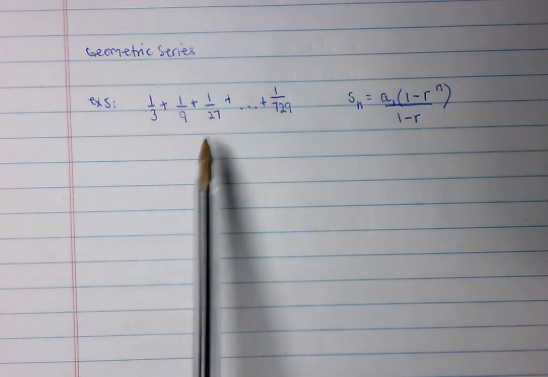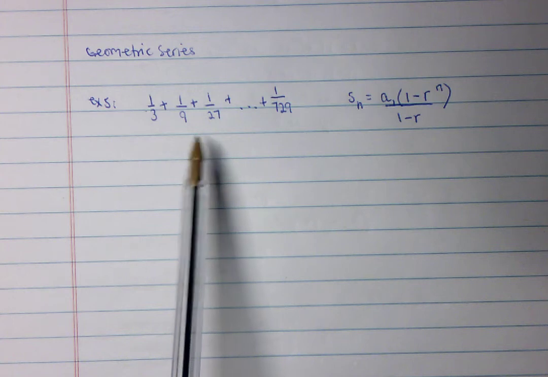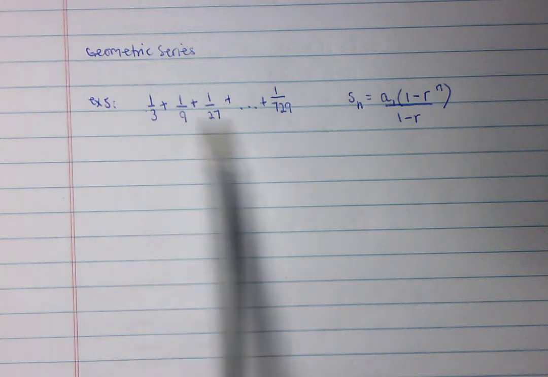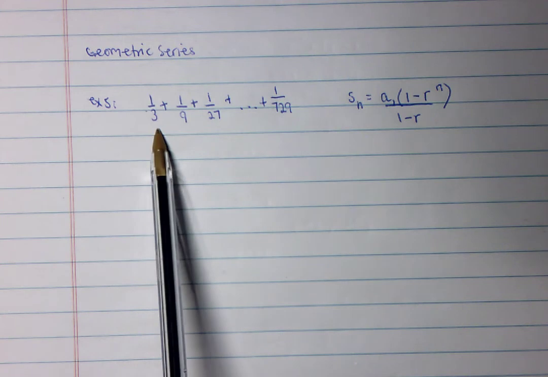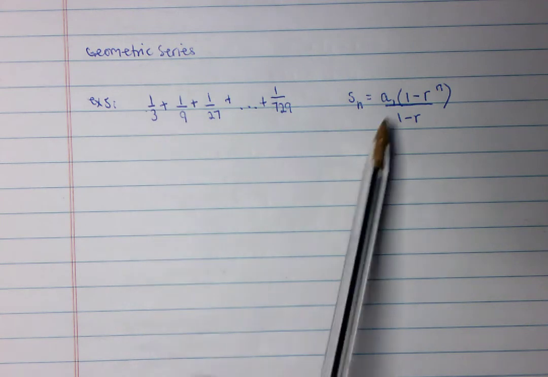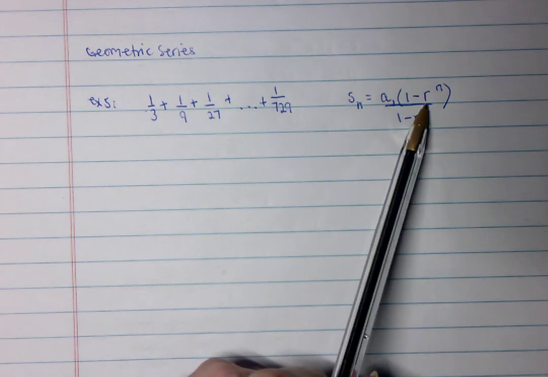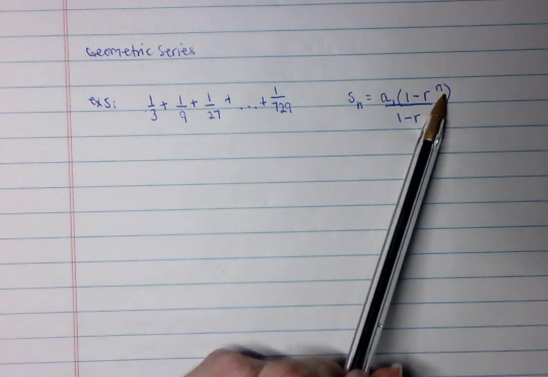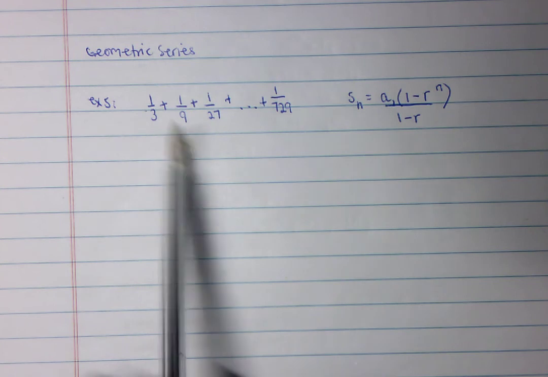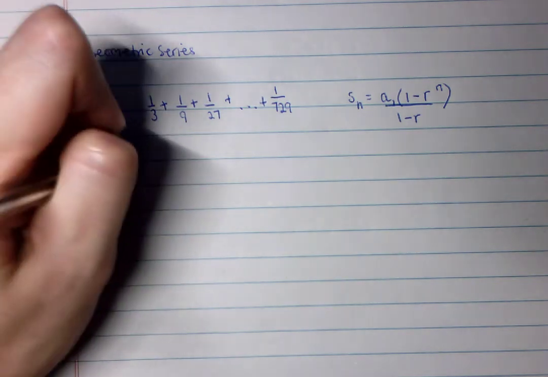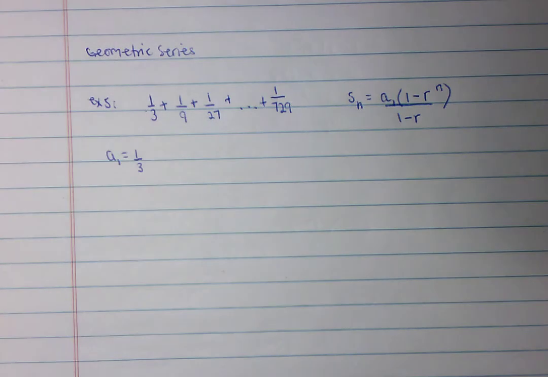So in example 5 in your book, it says find the sum of the finite geometric series. And here is our series. What we want to do is figure out, okay, well, what's a sub 1, what's r, and what's n? We can see a sub 1 again is the first term. So we can see that a sub 1 is equal to 1/3. That one's pretty easy to see.